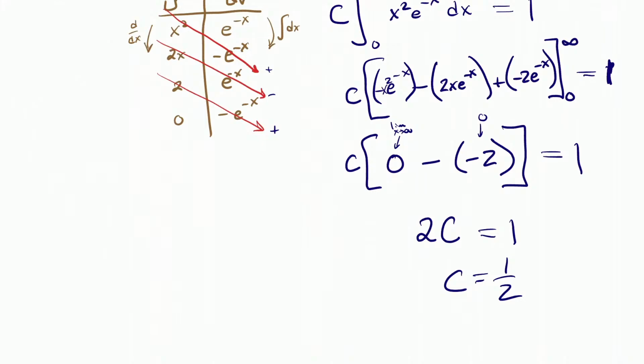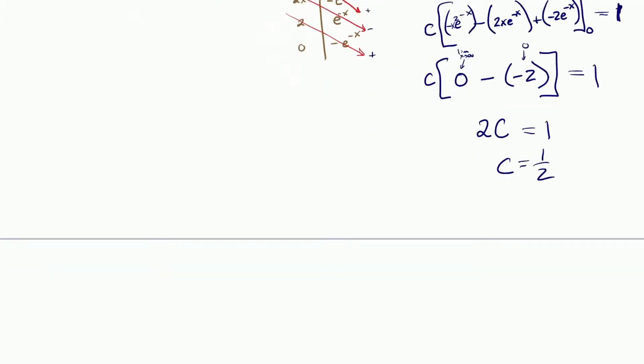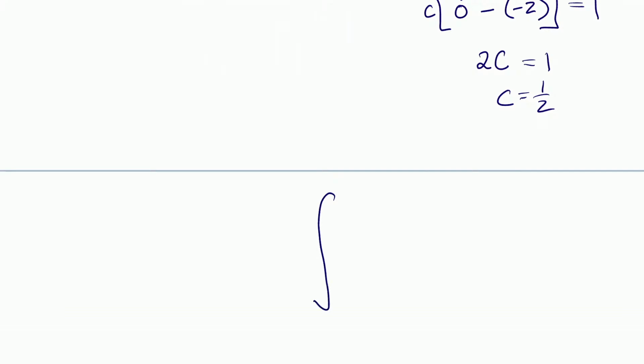Okay, so that was part 1 of this problem. Let me go back. I need to see the problem. Find the distribution function. Well, the distribution function is the antiderivative of the density function. So the distribution function F of t is here. I'm going to write it like this. Move this over.